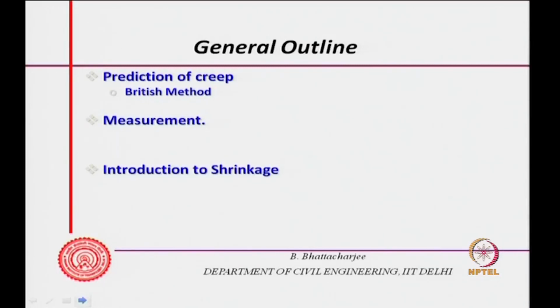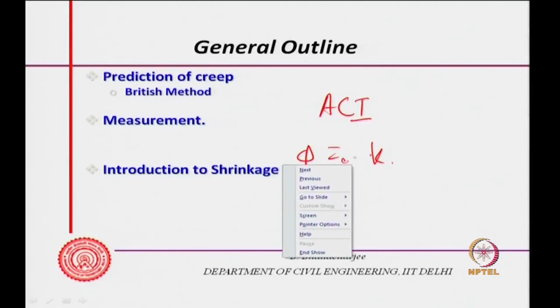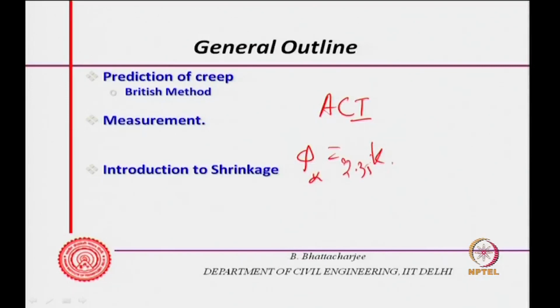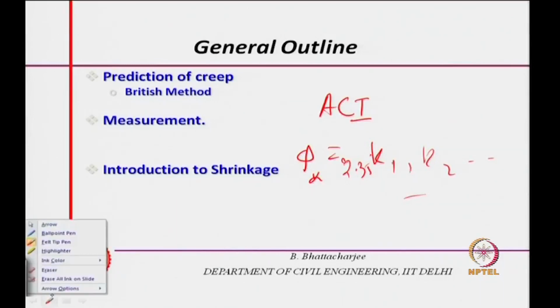So, to start with, we will look into the British method of predicting creep, and if you remember, we talked about the ACI method in the last lecture, where we said that the phi ultimate, phi infinity, can be related to some factors, 2.35, K1, K2, K3, etc., several factors. Today, we will look into another method.